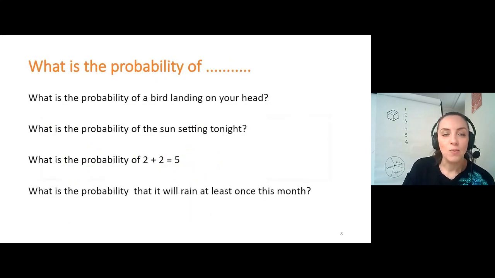So let's have a go. What do you think about this one? What's the probability of a bird landing on your head? Thinking about those 4 possibilities, what would you say? Pop your answer in the chat.